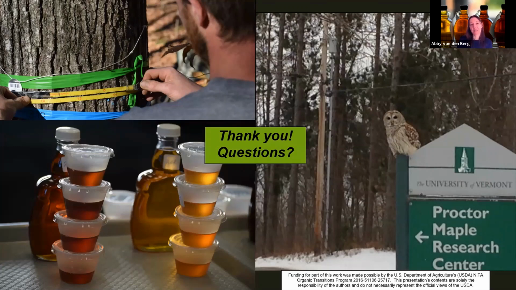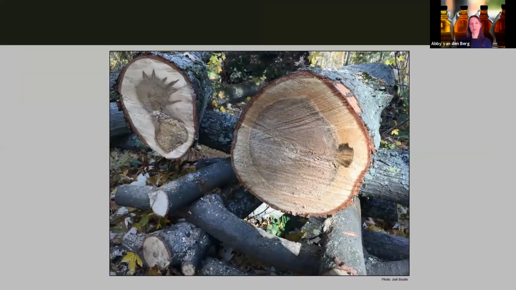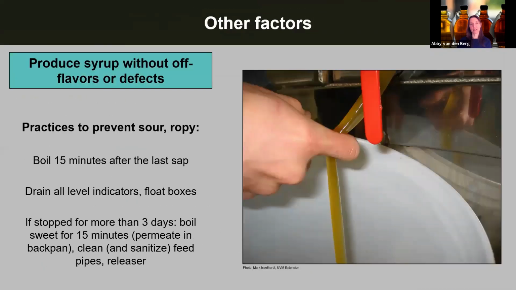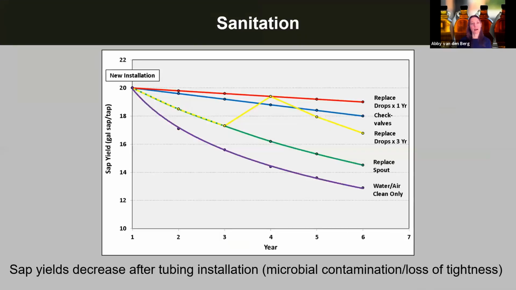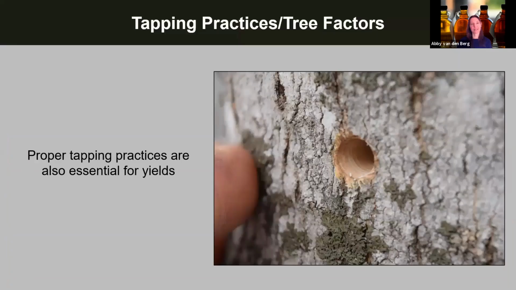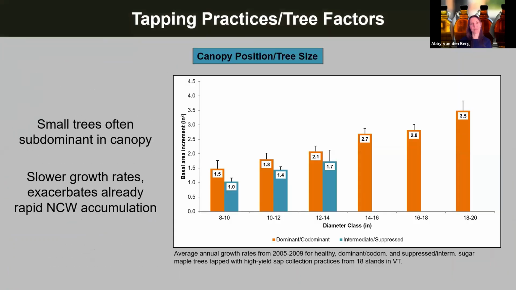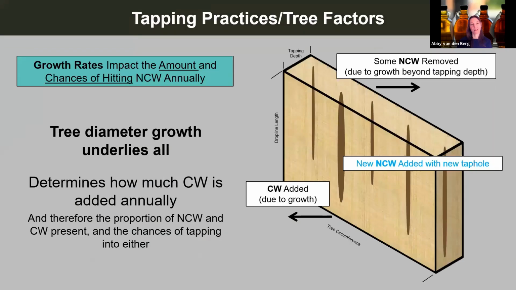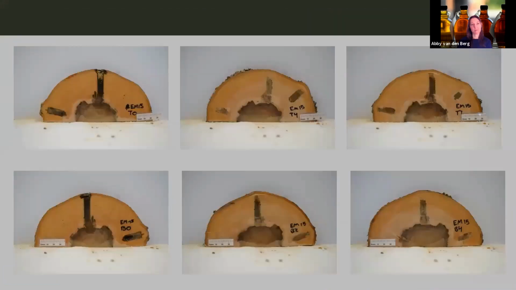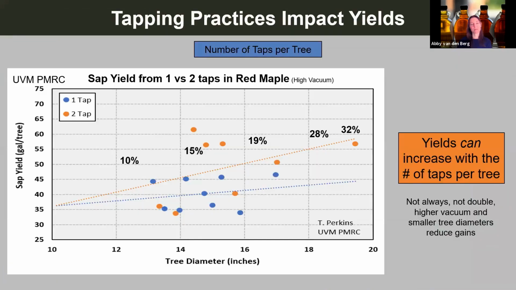What was the size of the trees used in the 1 versus 2 tap comparison research? And Keith, they were relatively small. I'm going to try and go back up there without giving you all seizures. Let's see where we are here. Way back, sorry about that.